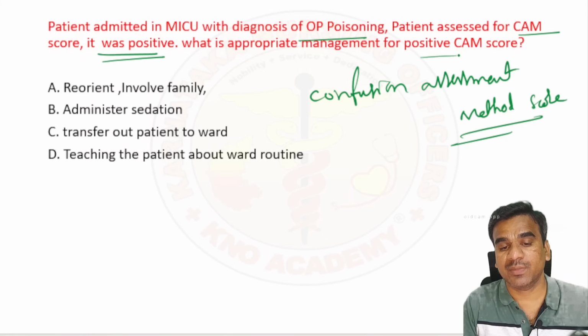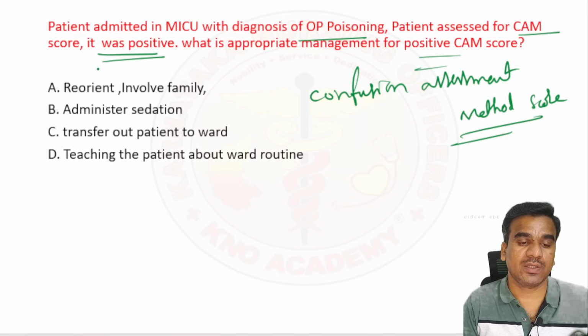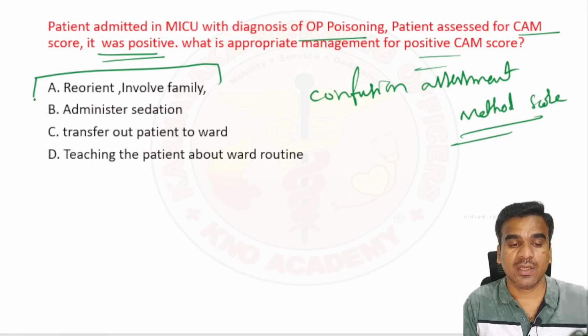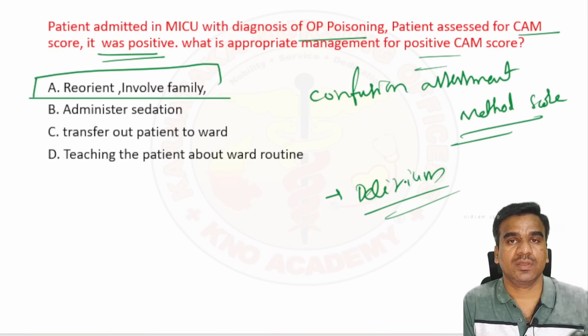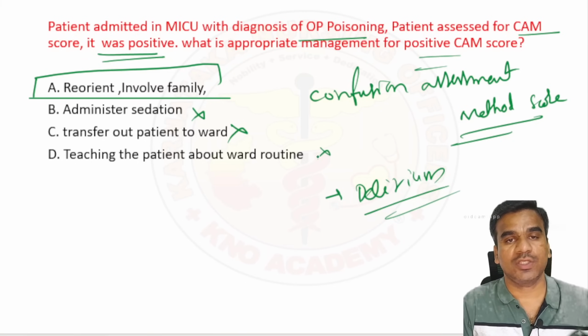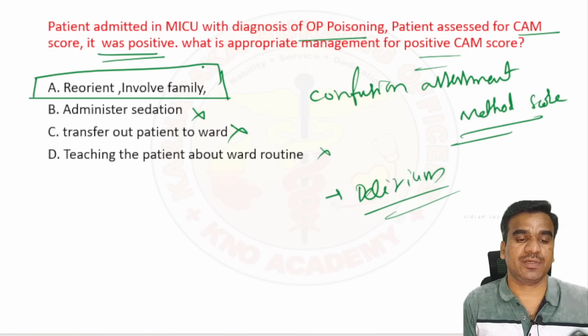What is the appropriate nursing management for a CAM positive patient? Okay, so here the right answer is reorient, okay, and involve the family. Yes, family should be involved because CAM positive means he may be in a mild stage of delirium. So he is not stable. Okay, administer sedation, no, we cannot administer. Okay, transfer out the patient, no, this is absolutely wrong. Teaching the patient about the ward routine, no, this is wrong. So reorientation should be done once again, and also we have to involve the family. Family should know the condition of the patient.